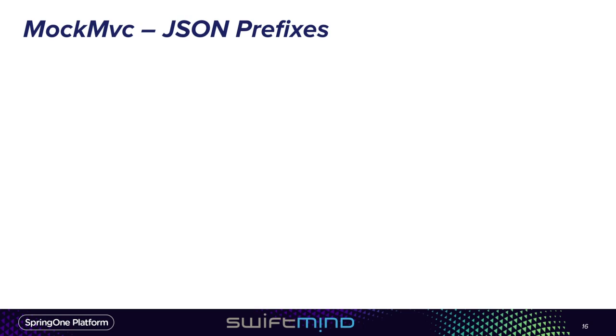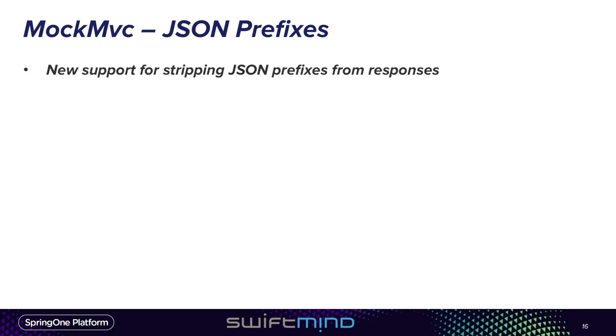Next up, JSON prefixes. Who's ever heard of a JSON prefix? Anyone? No one? Okay. Well, we have support for it. Now we can strip it off in Spring MVC Test. Basically, you would want to use a prefix to prohibit what's called JSON hijacking. So if some malicious hacker tried to have a script tag that loaded your JSON content with a GET request and then view the contents of some sensitive data, that would be JSON hijacking.